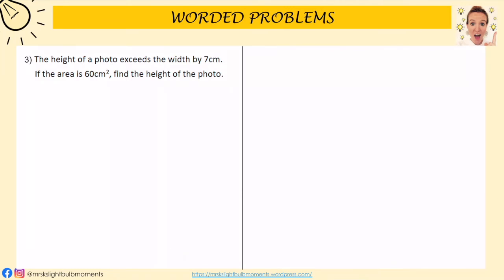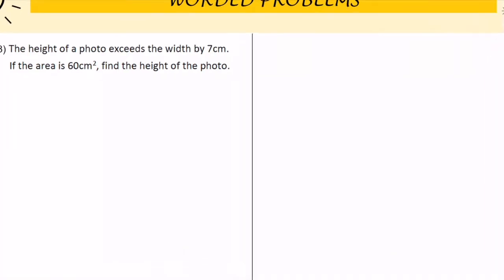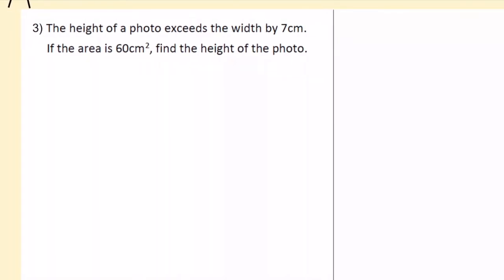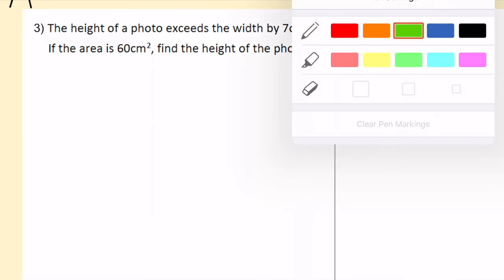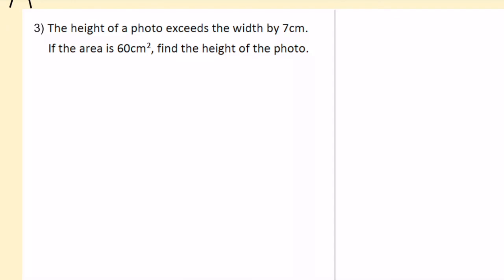Let's try 2 more word problems. With some of them, the key is to draw a diagram. So have a little read of this and think what we're going to do. So the height of a photo exceeds the width by 7 centimetres. So therefore, if my width was x, my height would be x plus 7. Okay, it doesn't say it's 7 times bigger, it just said it exceeds it by 7. So it's just another 7 centimetres.